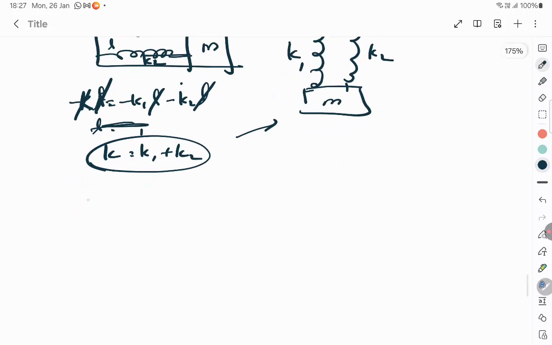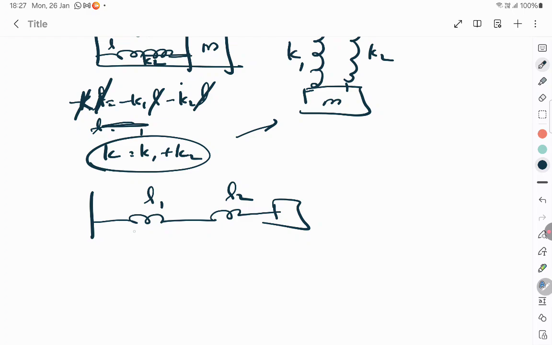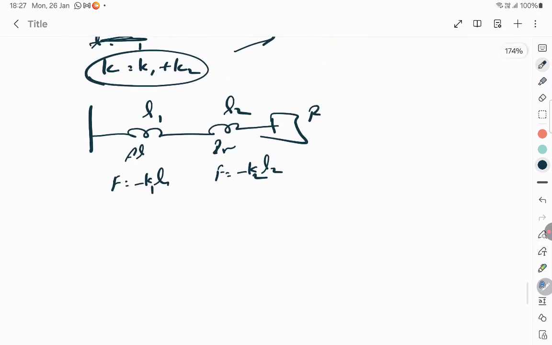But when it comes to series connection of springs, the length through which this is getting stretched will be L1, and this one will be L2, because imagine this is aluminum and this is iron. Even though the force is the same, it's getting stretched to different values, right? So force for this will be minus K1 L1, the force on this will be minus K2 into L2, and both of these springs will have different spring constants.